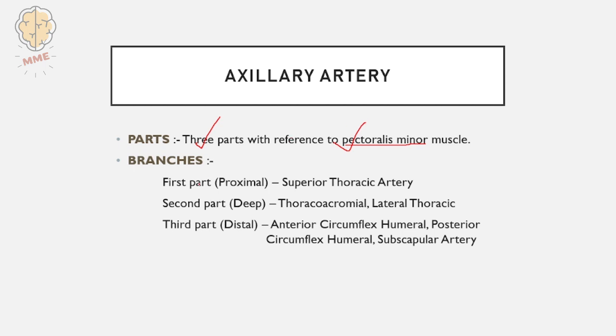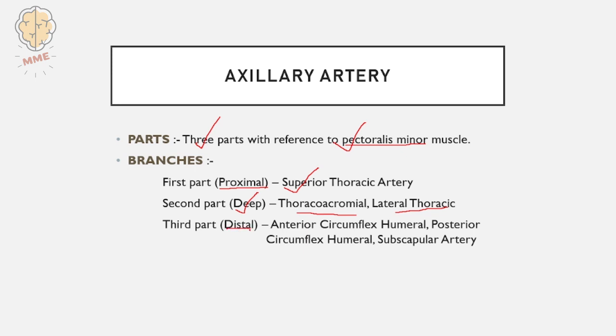Now the first part will be proximal to the pectoralis minor muscle, and it will have the superior thoracic artery. The second part will be deep to the pectoralis minor muscle, and we will have the thoracoacromial and lateral thoracic arteries. Thoracoacromial is also known as acromiothoracic. So, which term are you comfortable with?